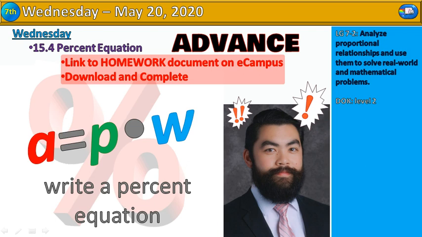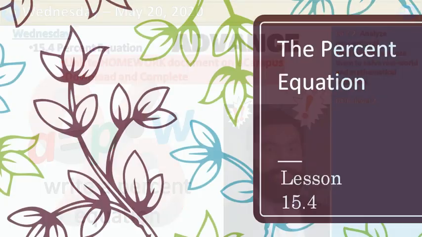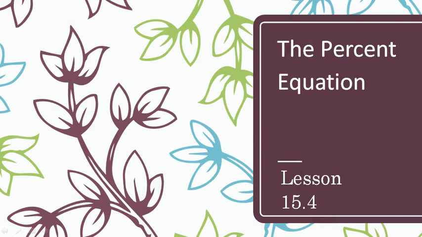On the title screen, you'll see this percent equation as A equals P times W, using the same terms from the previous lesson 15.3. We need the part, the whole, as well as the percent. Let's proceed. The percent equation.